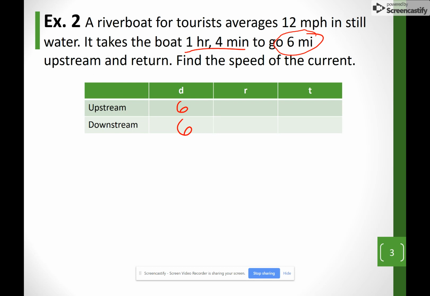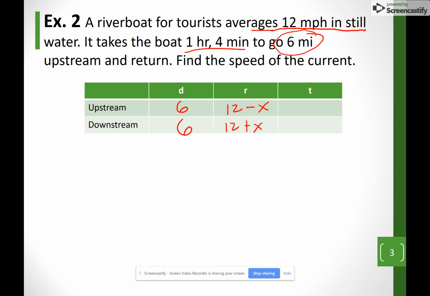I'm going to call the current X. The strength of the current is X. The boat in still water is 12. So when it's going upstream against the current, I'm going to say the rate is 12 minus X, right? The rate of the boat minus the river. I'm calling it X. Now, when it's going downstream, I'm going to say the rate is 12 plus X because it's the boat plus the current.